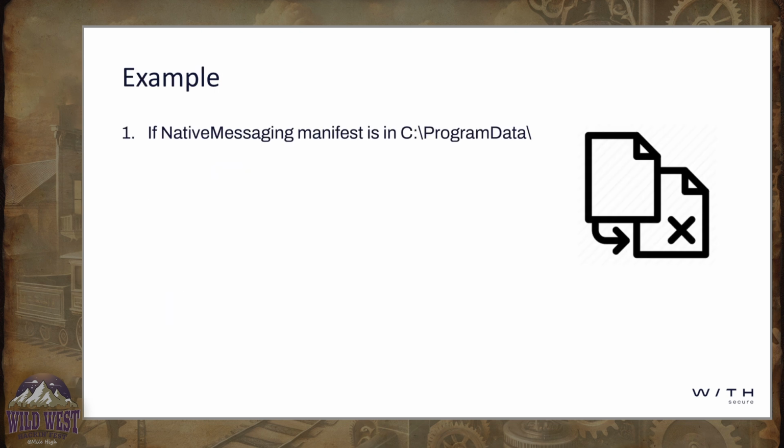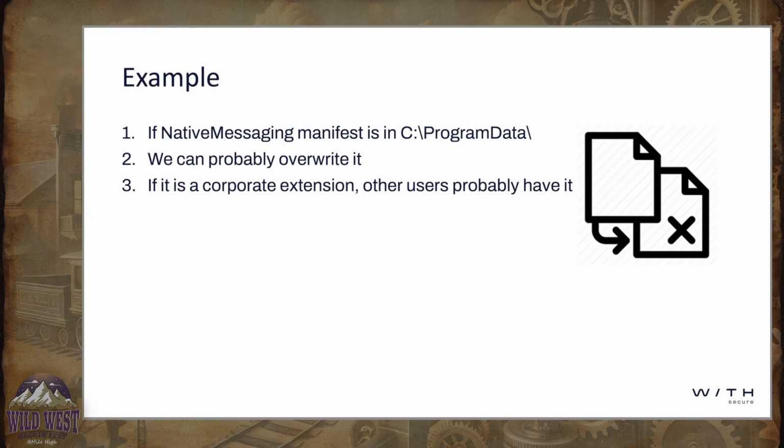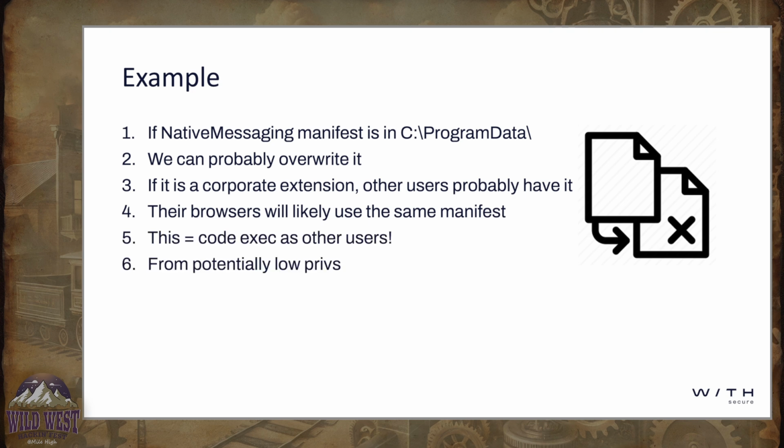Anyway, the example I wanted to show was if you had the native messaging manifest in C:\ProgramData, we can probably overwrite that, right? Because by default, it's readable and writable by everyone on a Windows machine. If it's a corporate extension, other users will probably have that installed, and the browser will likely be pointed to the same manifest, which would equal for us code execution as other users, because we could rewrite that manifest to point at an executable or script of our choice and run that, which would be nice. And that's also from potentially low privileges, because again, ProgramData is readable and writable by everyone on the system by default.